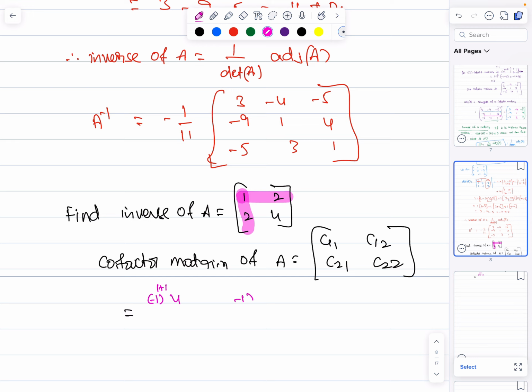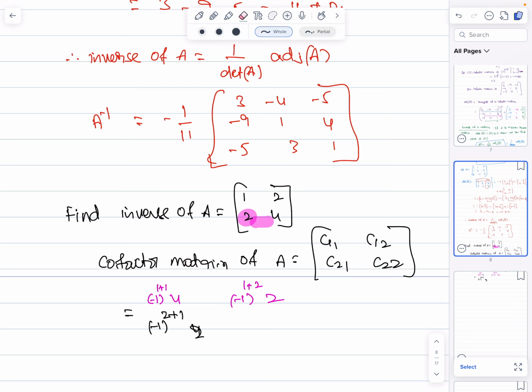Similarly, for the first row, second column, whenever you are looking at the cofactor of this 2, you have to drop this row and column. Therefore, that is 2 here. And similarly, if you look at the second row, first column, you have to drop this row and this column, and that is -1 to the power of second row first column, multiplied with the leftover element 2.